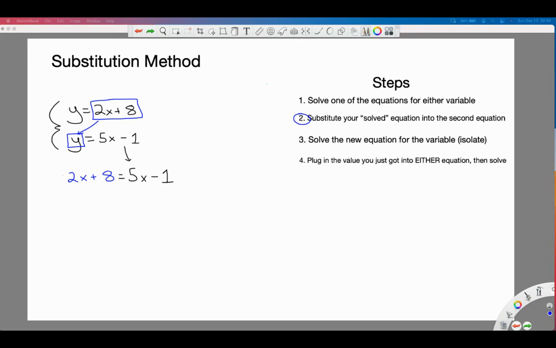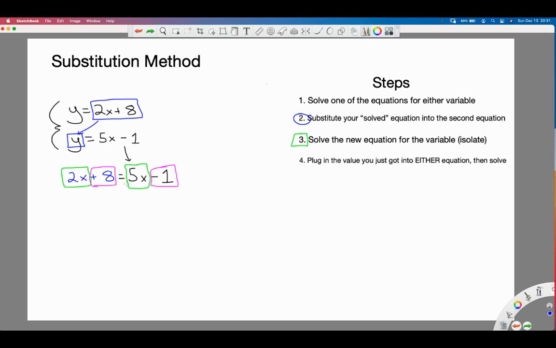Okay. Step number 3 says to solve this new equation for the variable. And the way we're going to do that is by combining like terms. So on this side of the equal sign, we can't combine either 2x and plus 8. And then on the other side, we can't combine either the 5x or the negative 1. So that means we're going to have to remember how we bring terms across the equal sign.